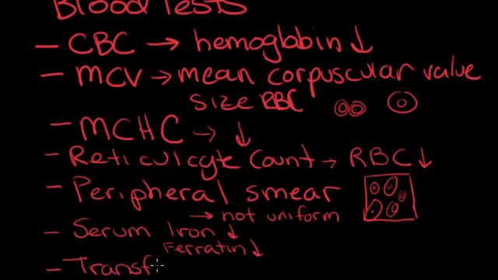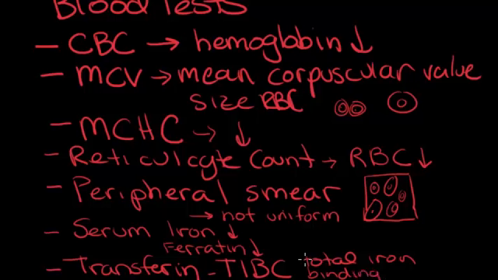Next is the transferrin level, and remember that's the protein that binds to the iron and carries it around in the body. And its partner test is the TIBC, the total iron binding capacity. And what that is, it's basically seeing how much iron is on the transferrin available to be used by the body, and you would expect that to be high in somebody who has iron deficiency anemia.